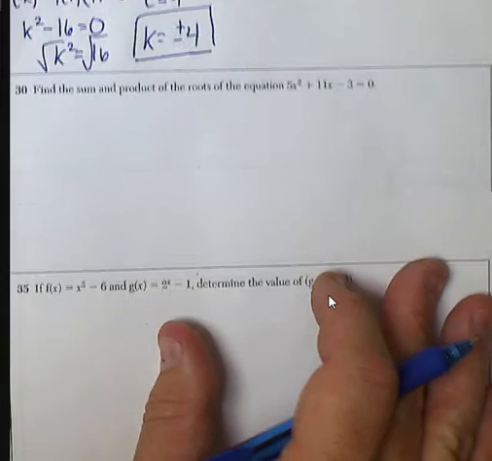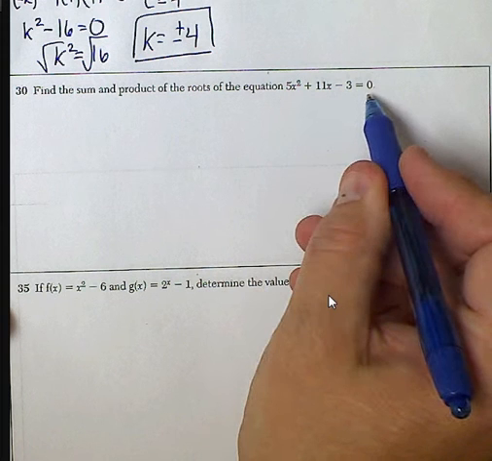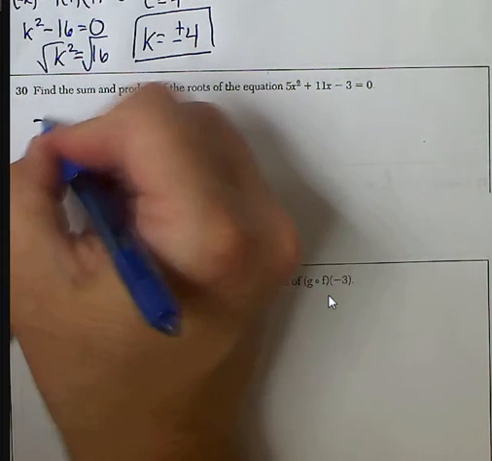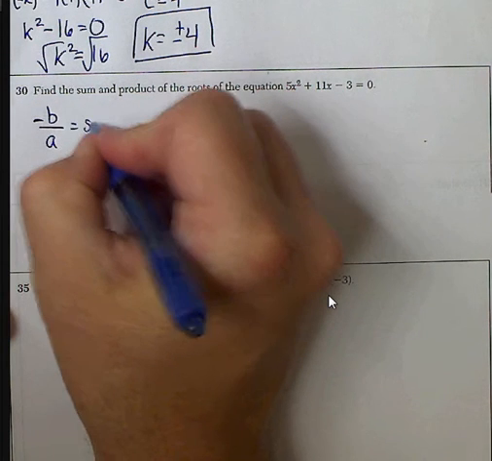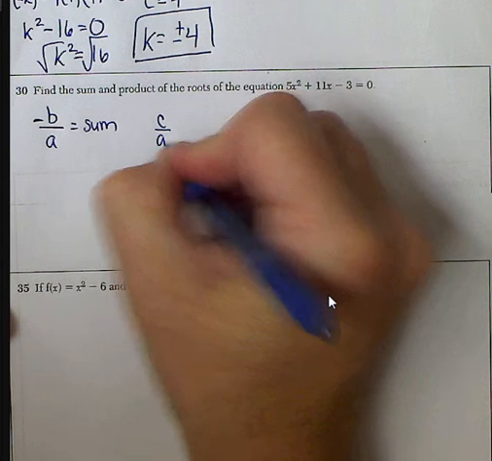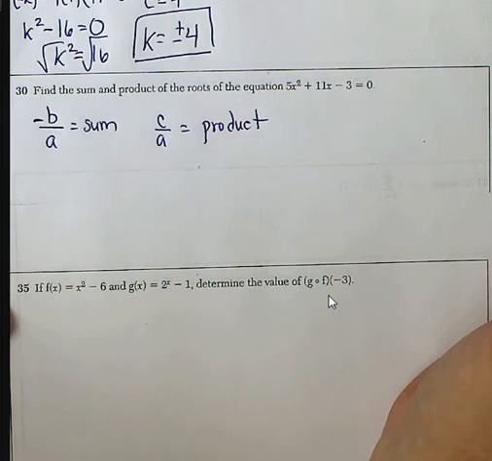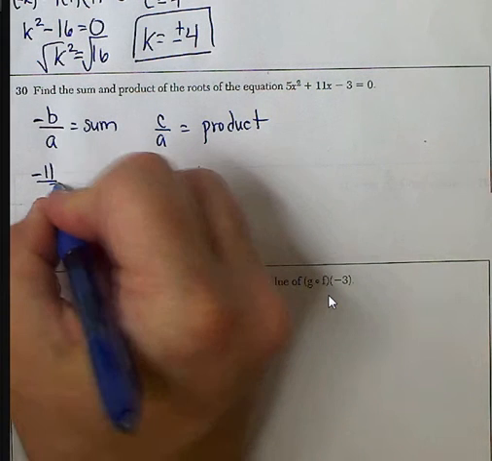Okay, next question. Question 30. Find the sum and product of the quadratic equation 5x squared plus 11x minus 3. Minus b over a is your sum, and c over a is your product. Two other things that you need to have memorized. So minus b over a would be negative 11 over 5.